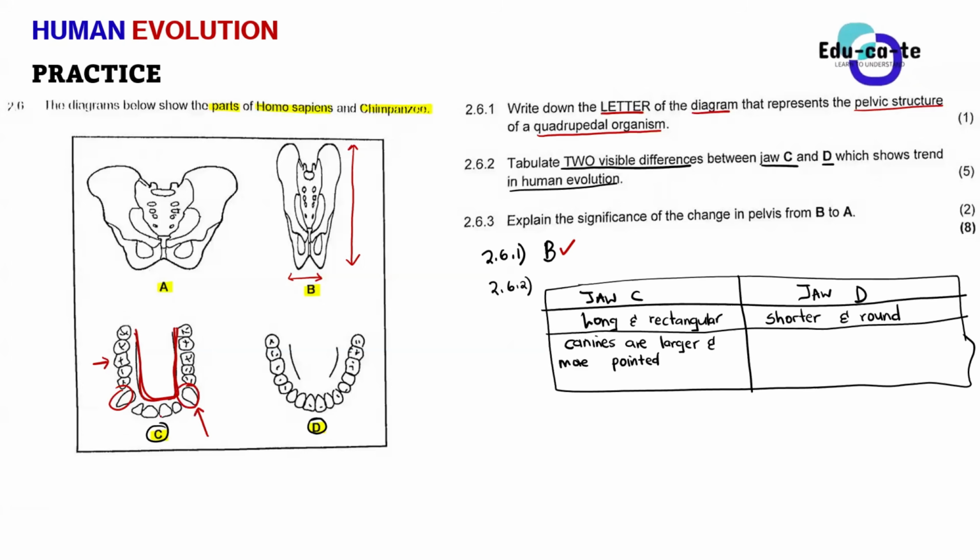These are larger and they are more pointed. But when you look at D, we have canines that are way smaller, right? And those are less pointy. So we've got smaller canines, and they are less pointed. So, smaller and less pointed canines.